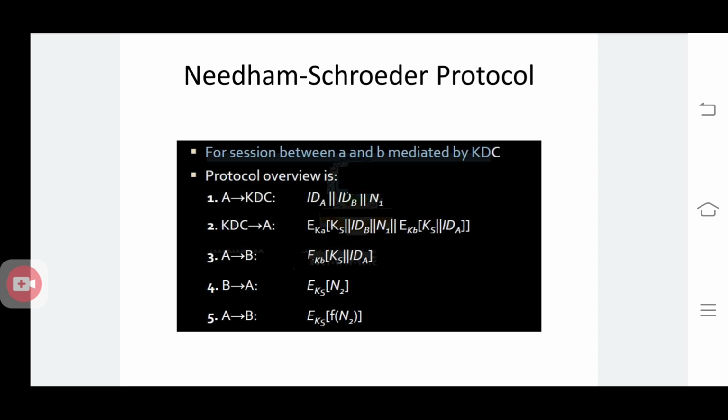So first, A to KDC, some information is sent. What is the information? IDA, IDB, then a nonce value. A to KDC: IDA, IDB, nonce value. Here the secret keys KA and KB are shared between A and KDC as well as B and KDC respectively.